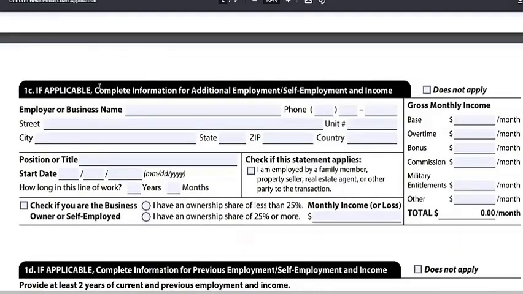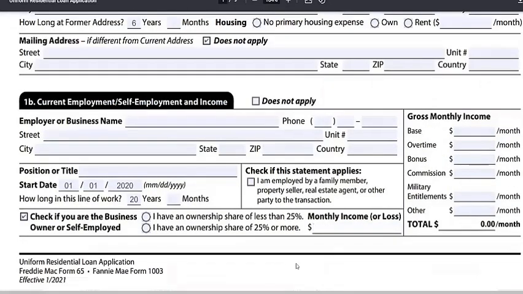Now, if applicable, complete information for the additional employment. So if someone has additional, meaning somebody is working in two jobs. In the previous form, if someone was self-employed, we didn't have any different space for them to show their income. But now if someone is self-employed, they can tell us, okay, this is my monthly income or loss from this business, right?